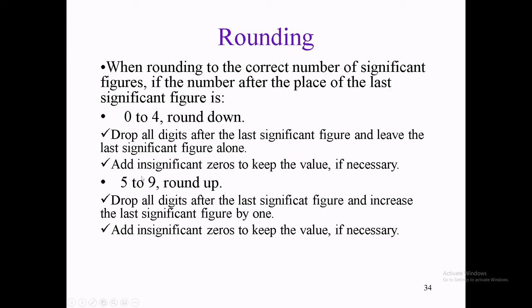If our number is 5 to 9, we're going to round up. We're going to drop all the digits after the last significant figure and increase the last significant figure by 1. We'll add any insignificant zeros that we need to make this all work out in the end. So let's take a look at some examples of rounding.